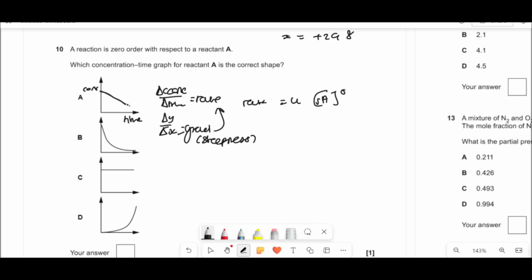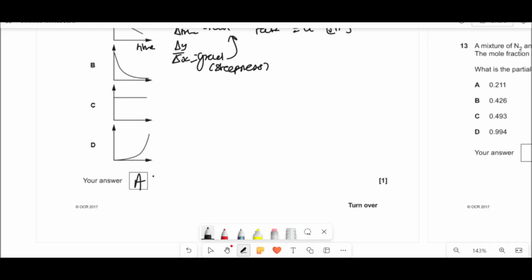Here, the gradient is a straight line, which means its steepness is constant, which means its rate is constant, which means no matter what the concentration of A is, even if it's going down, it's still constant, which means it's zero order, which is A. So that's one way of making sense of it, really.